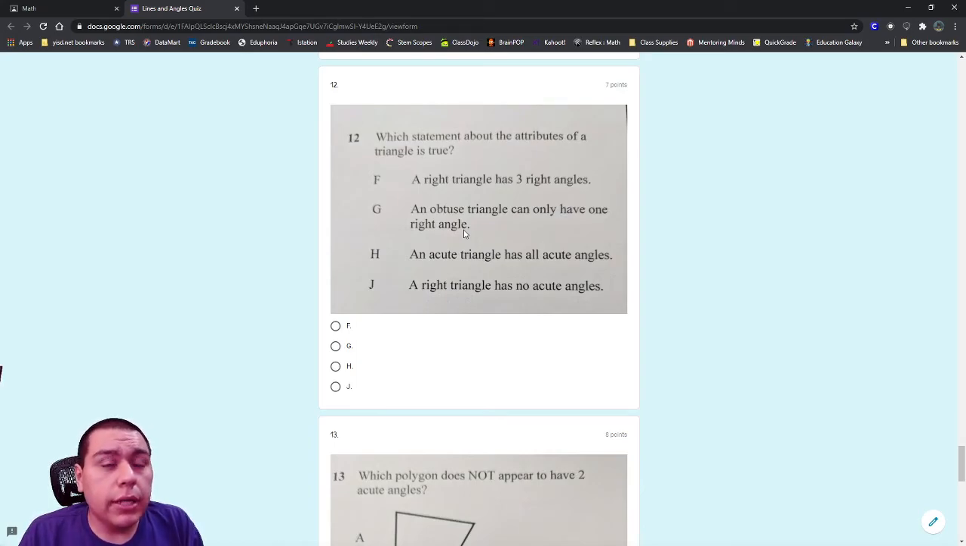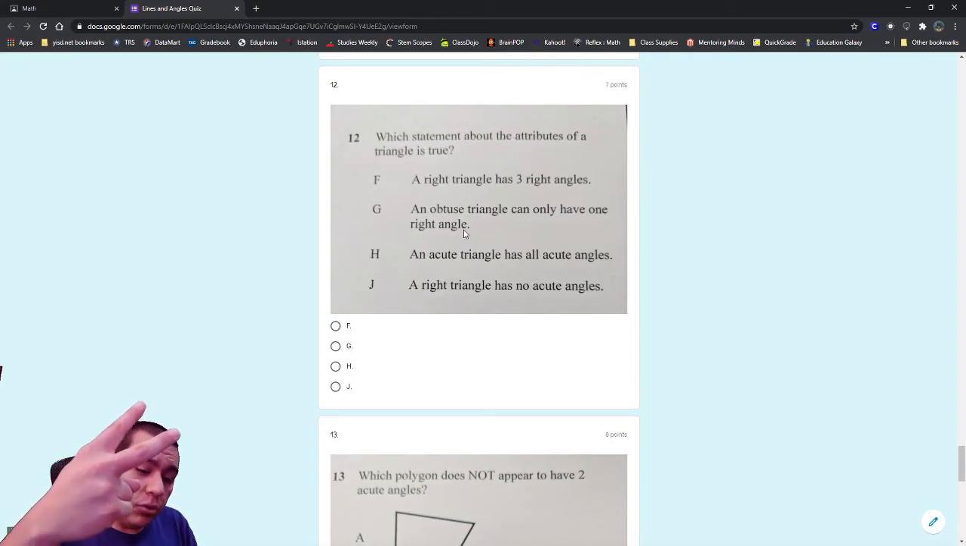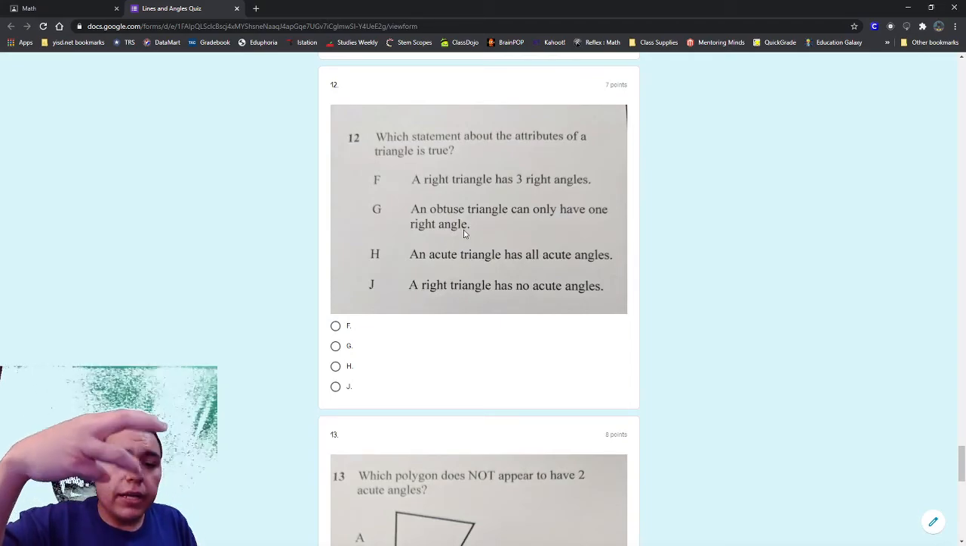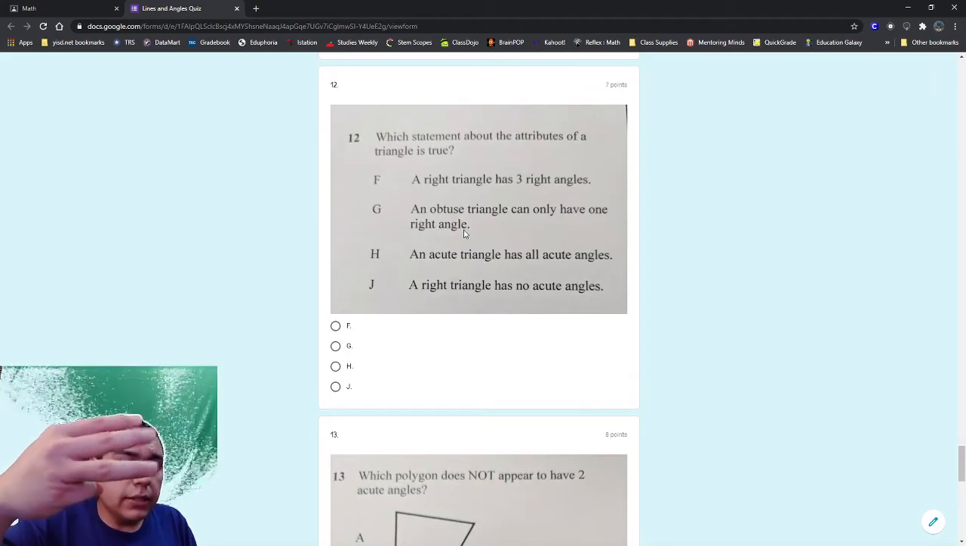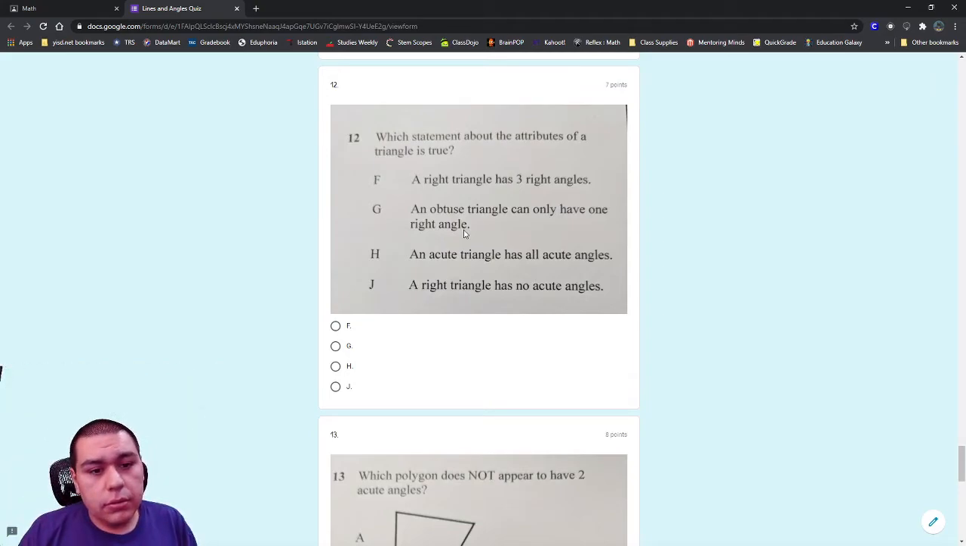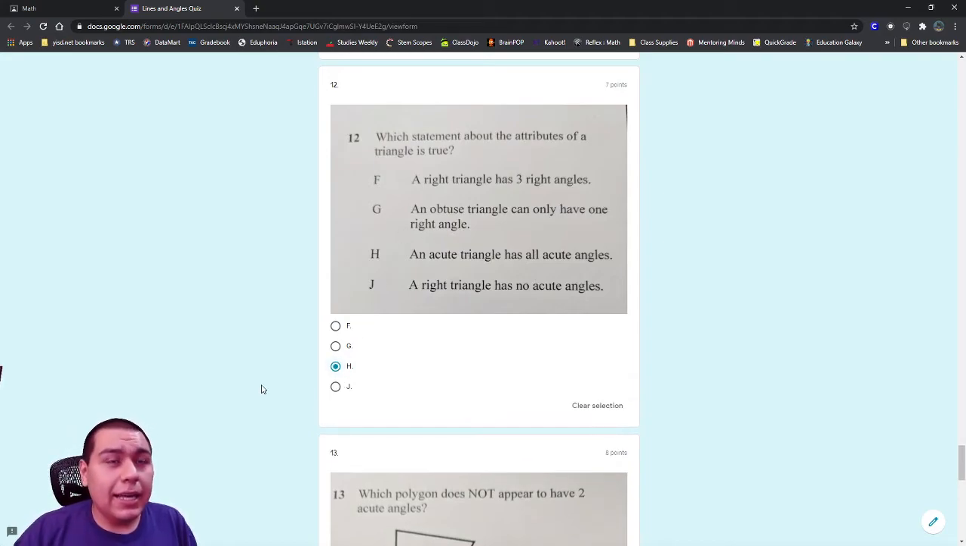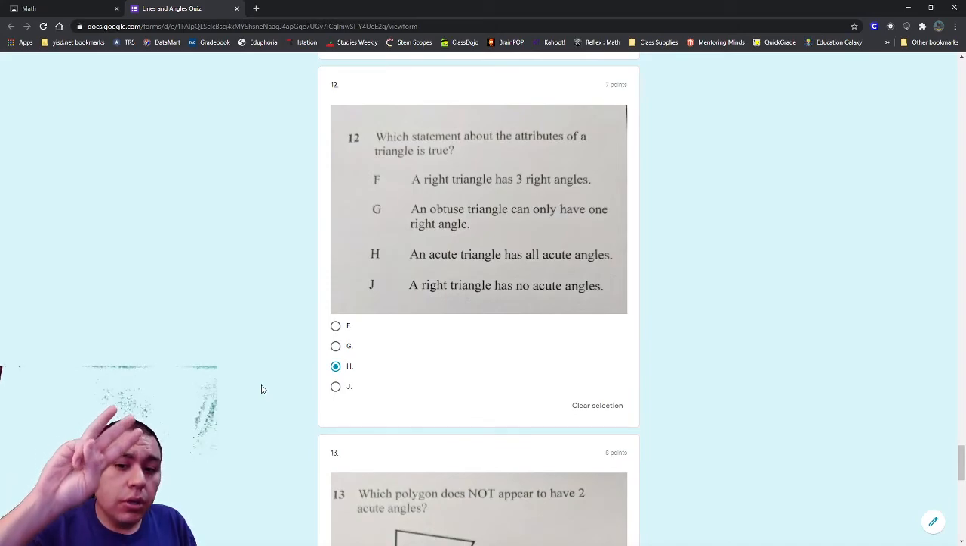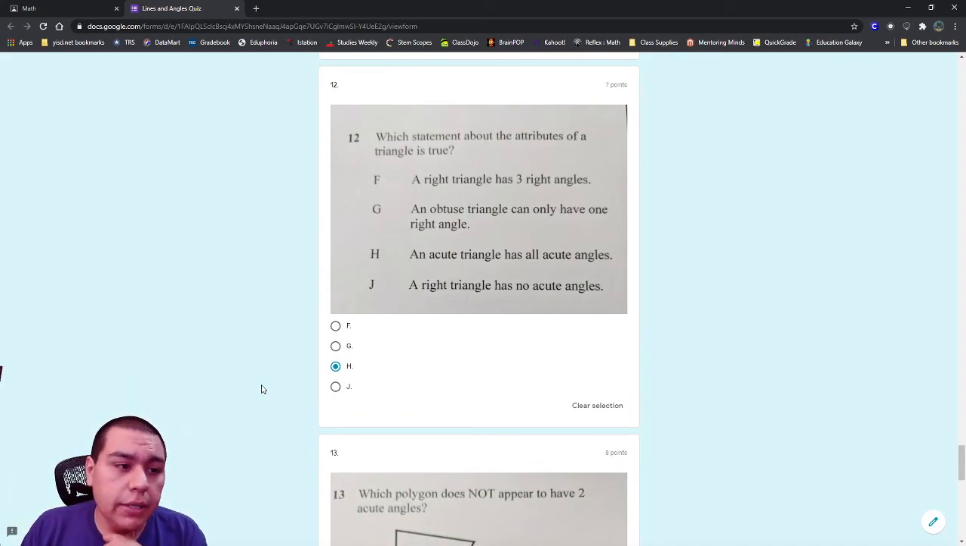An acute triangle has all acute angles. We said every single one has two acutes. If it has three, that's what makes it the acute triangle. Answer choice H is correct. An acute triangle has to have all acute angles. Not one, not two, three acute angles.